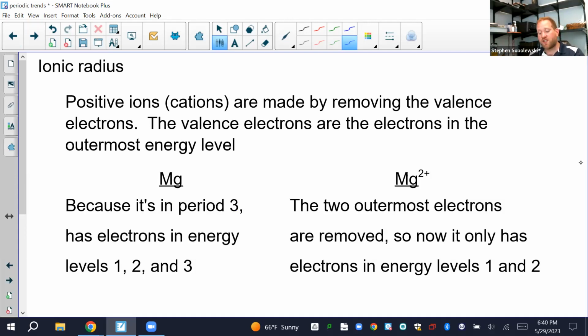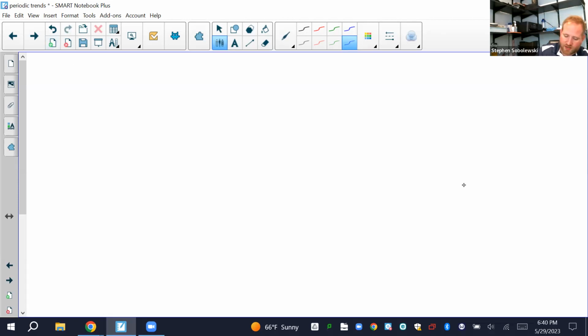Let's look at Mg versus Mg2+. Mg, because it's in period 3, has electrons in energy levels 1, 2, and 3. And in fact, how many valence electrons are in its outermost energy level? 2. The 2 outermost electrons are removed, so now it only has electrons in energy levels 1 and 2. So that might look something like this.